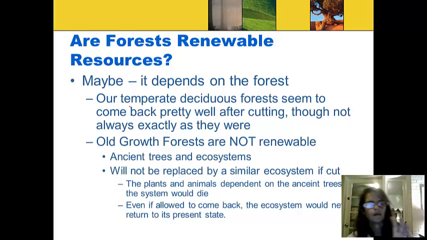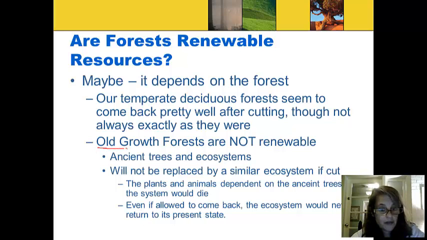Okay? So, as we've already talked about, are forests renewable resources? Maybe. It depends on the forest and it depends on how you do it. Our temperate deciduous forests seem like they really do come back pretty well after we've cut them. Everything around us is probably the result of secondary succession. Someone has cut down the deciduous forest before for farming or whatever, and it's allowed to grow back, and we have nice woods today. However, there are some forests that are absolutely not renewable, at least not in the state in which we currently enjoy them.